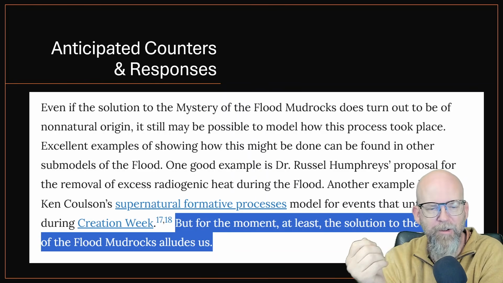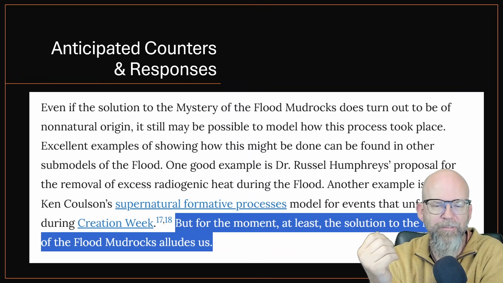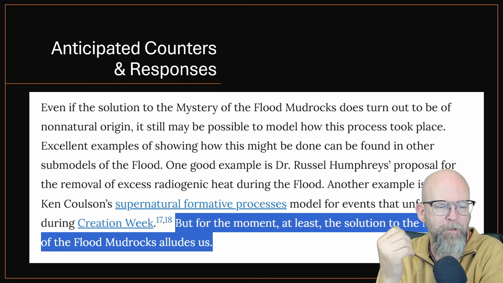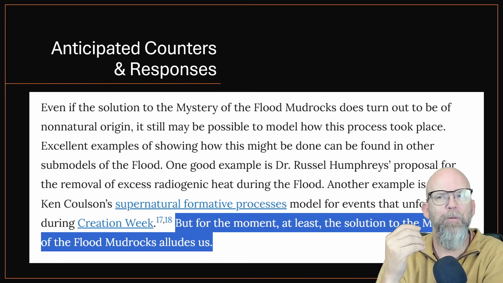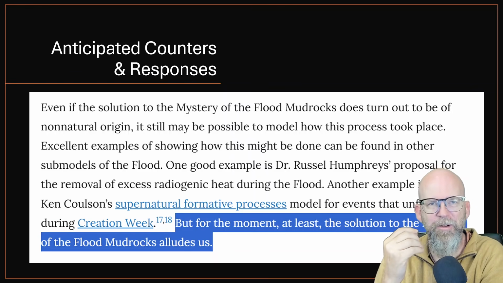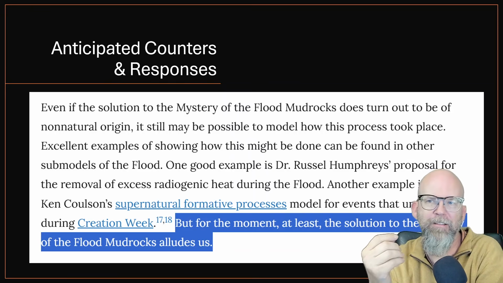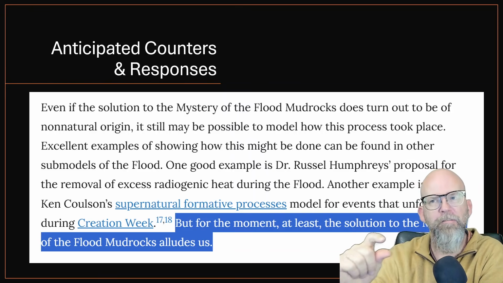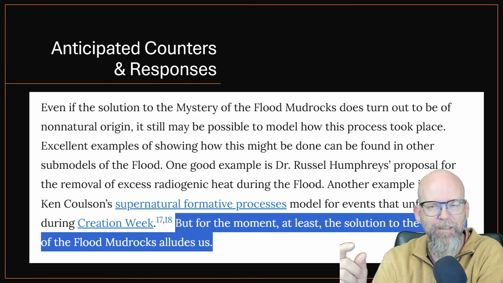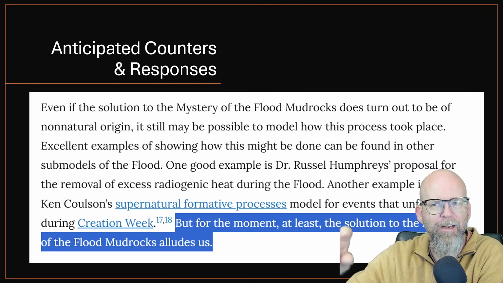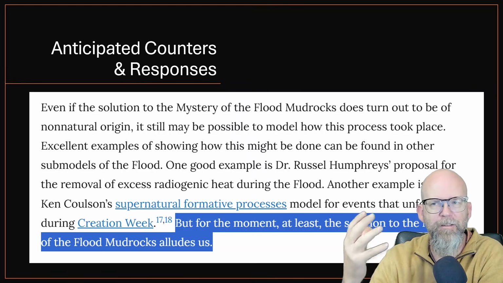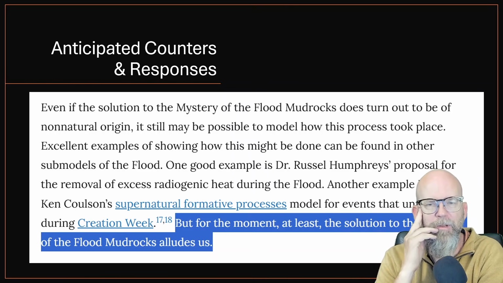in other submodels of the flood. One good example is Russell Humphrey's proposal for the removal of excess radiogenic heat during the flood. In other words, we have this heat problem as well. And so other creation scientists have been working on that, and they have found little bits and pieces of things that might remove some of the heat. Doesn't solve the whole problem, but maybe if we just cobble together a lot of individual separate explanations that all might have been happening, we might come up with something that could explain it.